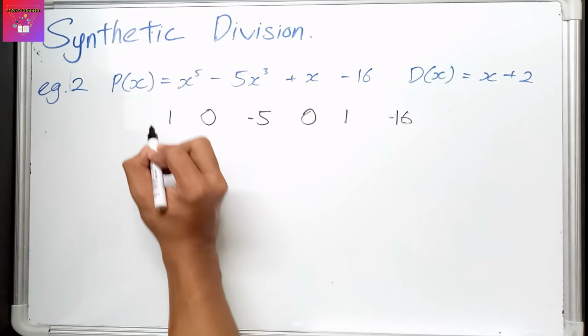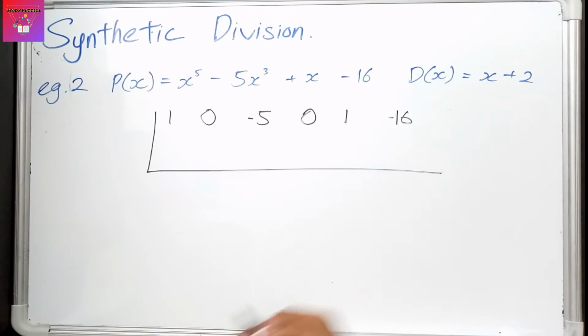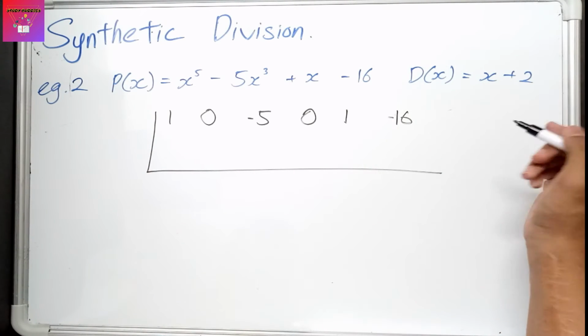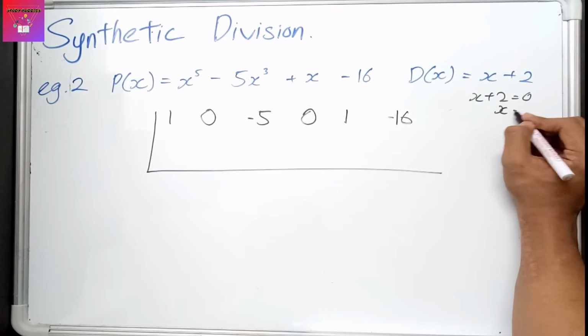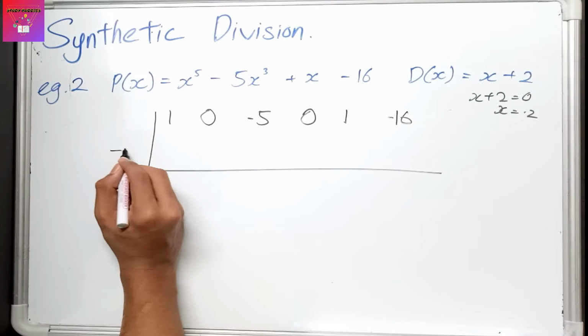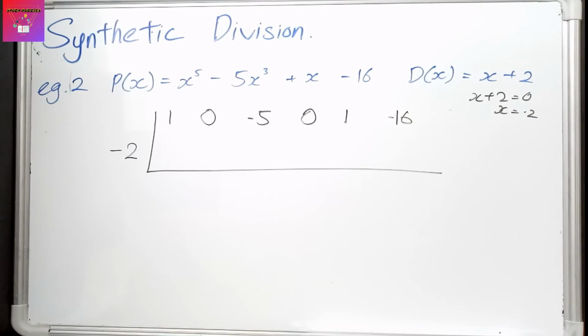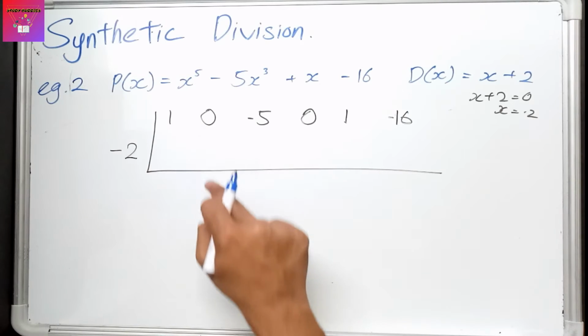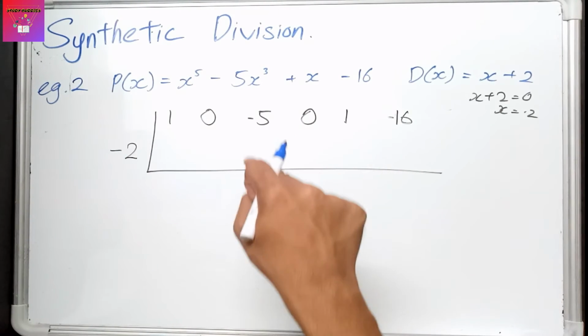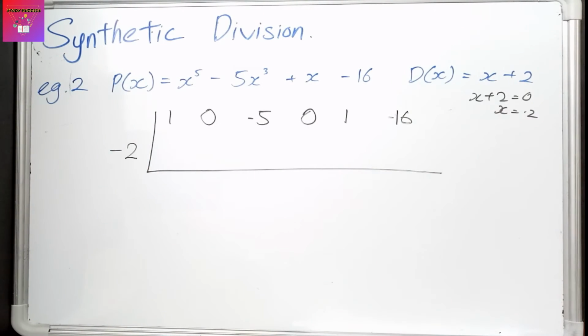X to the power of 1 we have 1, and x to the power of 0 we have negative 16. Okay, so as mentioned before, we're going to draw that line, and for x plus 2 equals 0, we get x equals negative 2. We're going to write negative 2 here again. As I mentioned in the first example, we are just going to bring down, multiply, bring it here, plus, multiply, bring it here, plus, and the process continues.